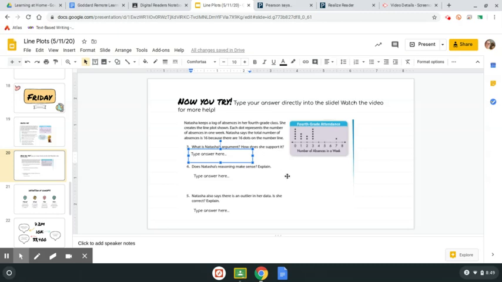The next question says, does Natasha's reasoning make sense? So you need to tell me, does whatever you said in number 3, do you agree with it?